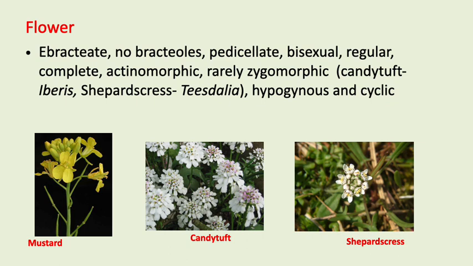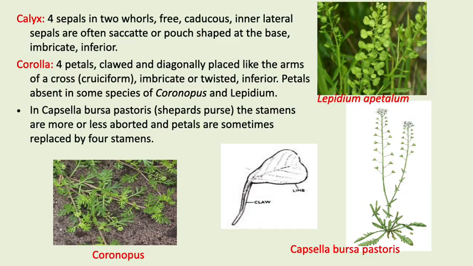Now the flower. Flowers are ebracteate, no bracteoles, pedicellate, bisexual, regular, complete, actinomorphic, rarely zygomorphic as in candytuft, shepherd's cress, hypogynous, and cyclic. Calyx consists of four sepals in two whorls, free, caducous. Inner lateral sepals are often saccate or pouch shaped at the base. They show imbricate aestivation and are inferior.